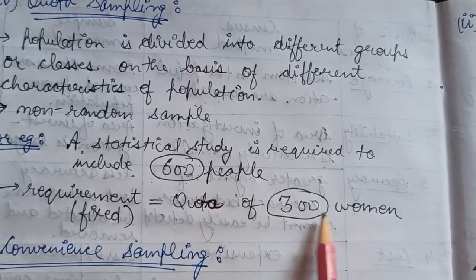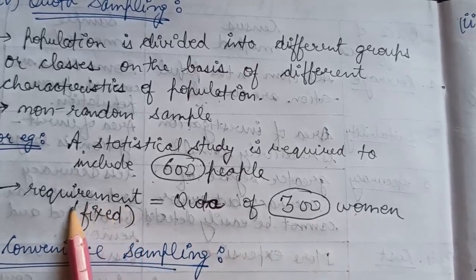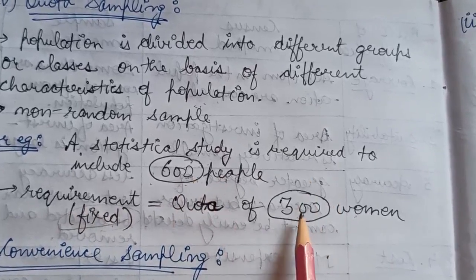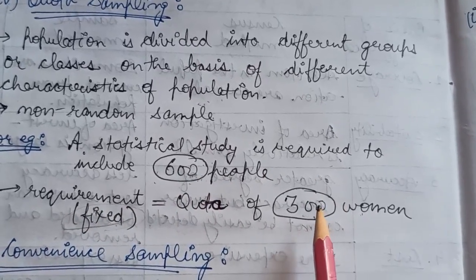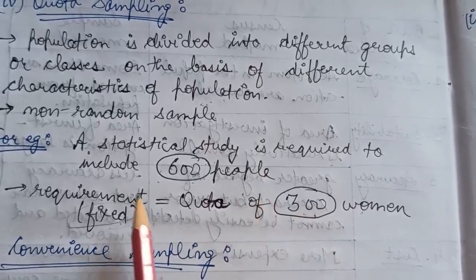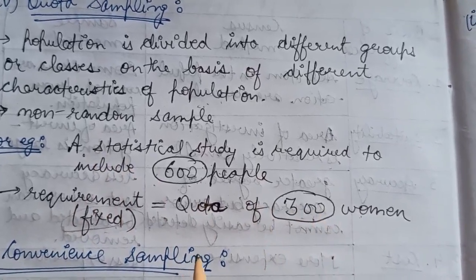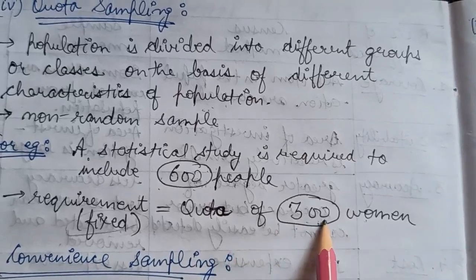That means a quota has been fixed by the investigator that out of these 600 people, 300 must be women, and your study must be based on this, because of which this method is known as the quota sampling method. Similarly, we can take another example.